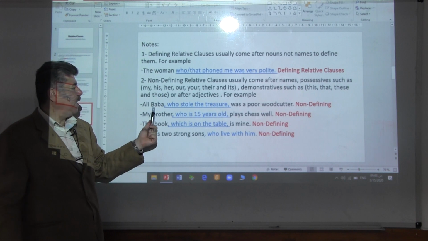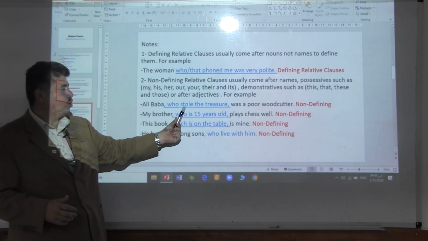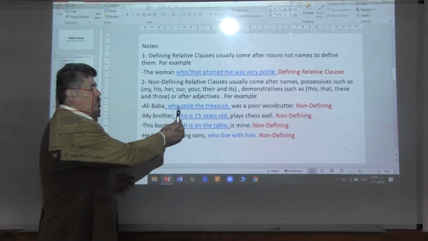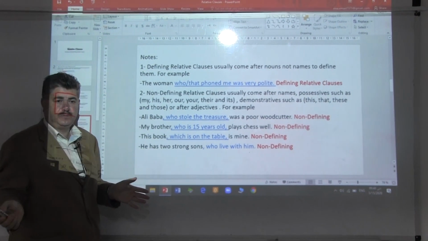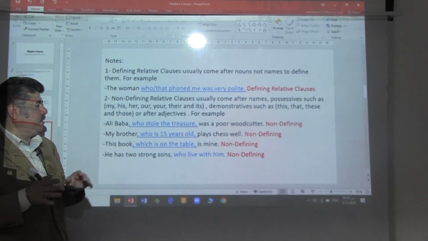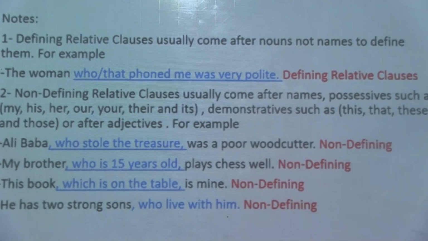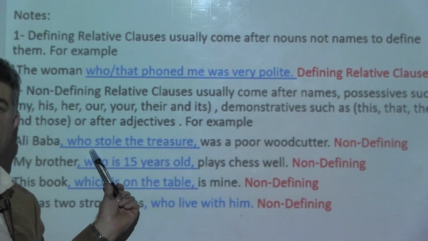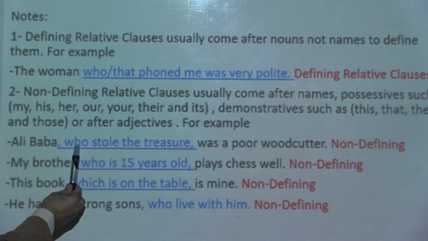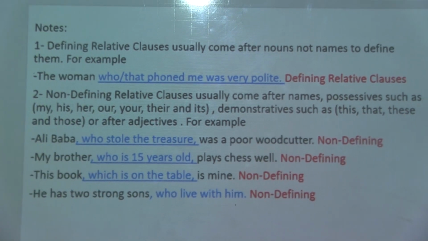Look here, Alibaba. Alibaba is a name, not a noun. Alibaba, who stole the treasure, was a poor woodcutter. Now this clause, who stole the treasure, if I take it out, the sentence remains clear. The sentence gives a complete meaning. Alibaba was a poor woodcutter. So this information is extra. I can take it out. That's why we call it non-defining relative clause. We have to use it between commas. We can't use that in the place of who here because this is a non-defining relative clause.